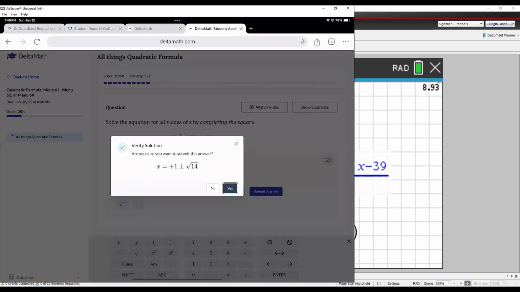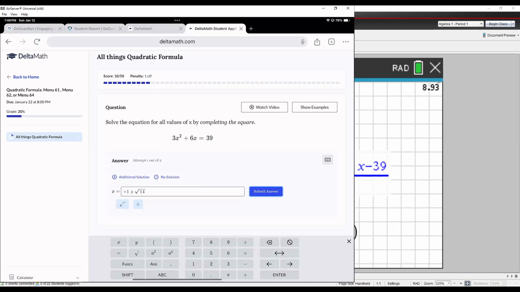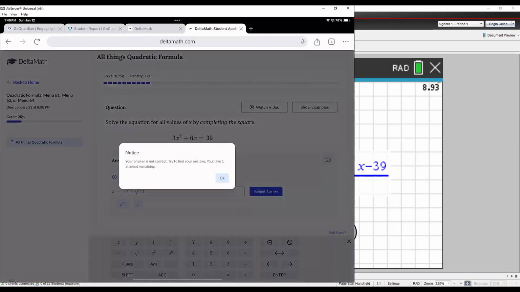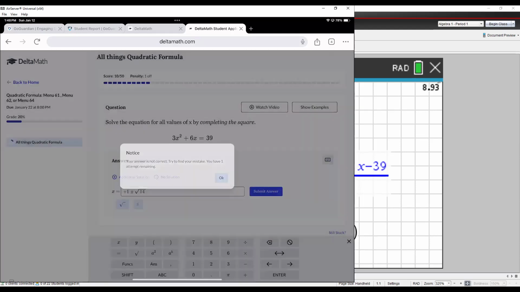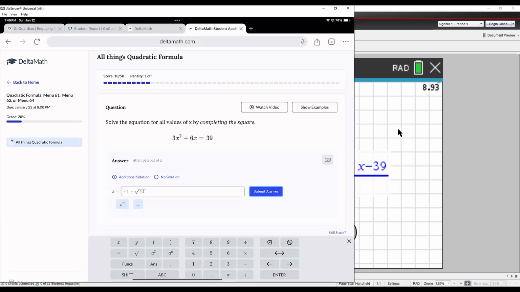And then I submit it. And it says, yes, very nice. Well, I thought I submitted it. Your answer is not correct. I got one more chance. So let me see, what did I mess up? That's supposed to be, man, it's supposed to be a negative 1.